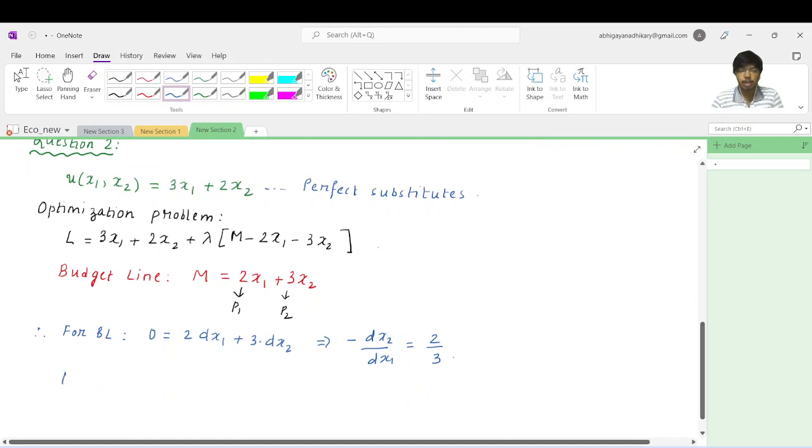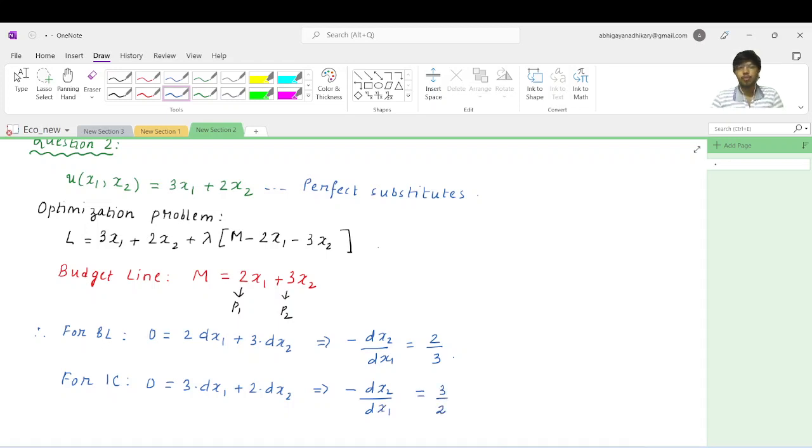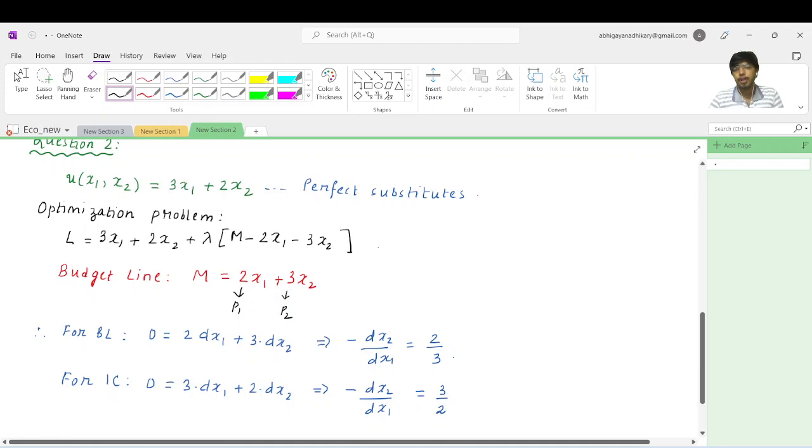And for the indifference curves associated with it, this will be 0 equals 3 times dx1 plus 2 times dx2. So minus dx2 by dx1 is equal to 3 by 2. This is essentially the slope of the budget line, and this is the slope of the indifference curve, that is, the marginal rate of substitution. Now if you just plot them, you'll understand.